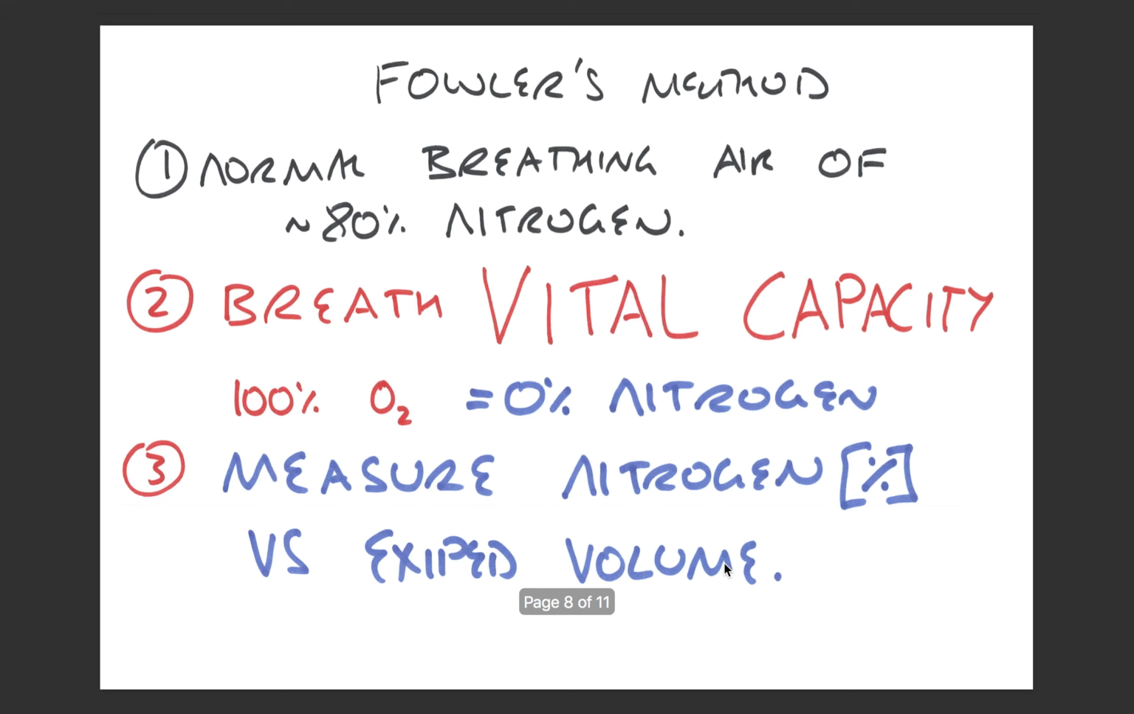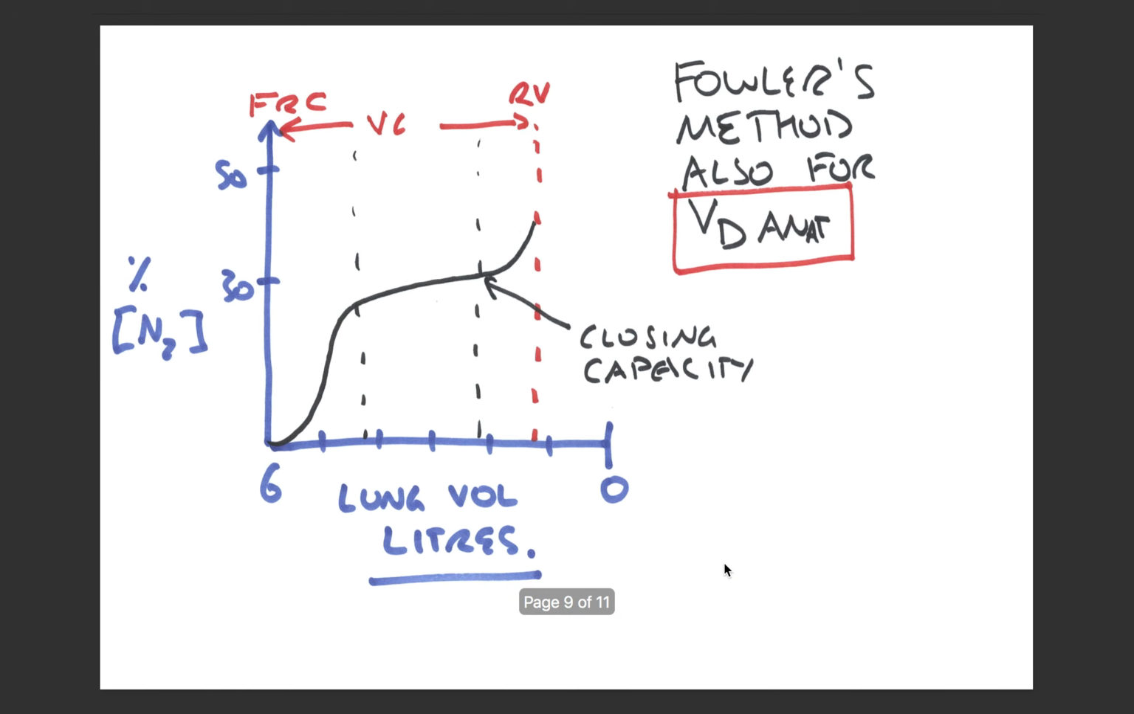Fowler's method. As we know, this is used for anatomical dead space, but it is also used as a measure of closing capacity. The patient is breathing normal air, which is essentially 80% nitrogen. They take one vital capacity breath of 100% oxygen. 100% oxygen has no nitrogen in it. The nitrogen concentration is measured against the expired volume, and the difference is plotted.